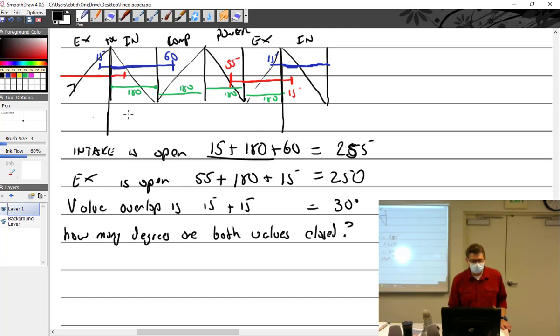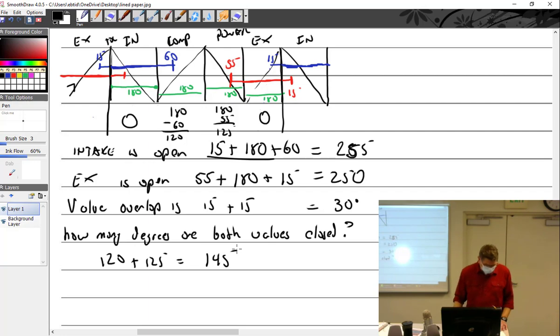0. How many degrees are both valves closed here? 120. Well, it's 180 minus the 60, so 120. How many here? 125. It's 180 minus the 55, which is 125. How many are both valves closed here? 0. So it's 120 plus 125 equals 245. See how simple that is? It's so simple I can't even do it. Just got excited, that's all.